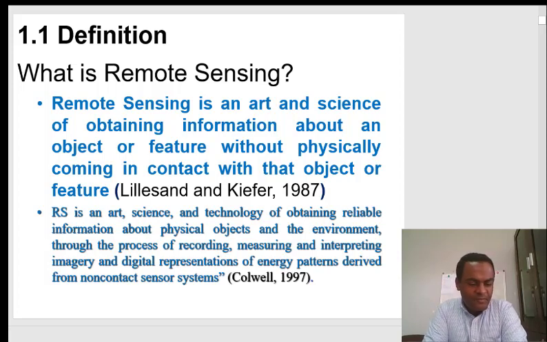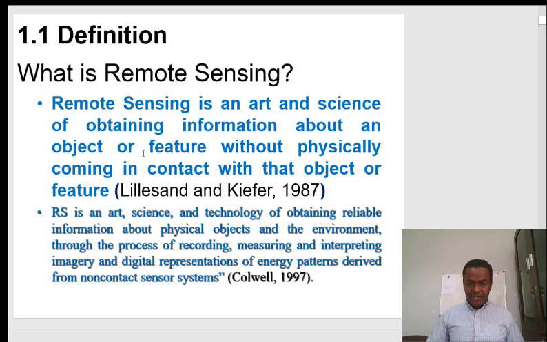One of the well-known definitions is given by Lillesand and Kiefer, and it is given here. Remote sensing is an art and/or a science of obtaining information about an object or feature without having physical contact with the object, or with the area, or with a thing under investigation. So this is a general definition.